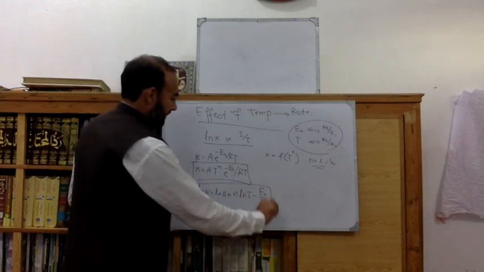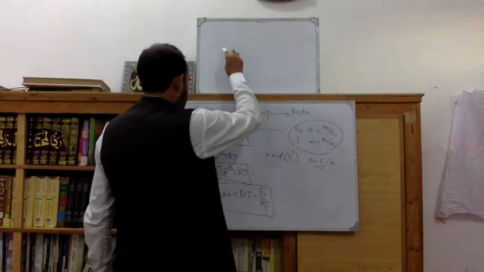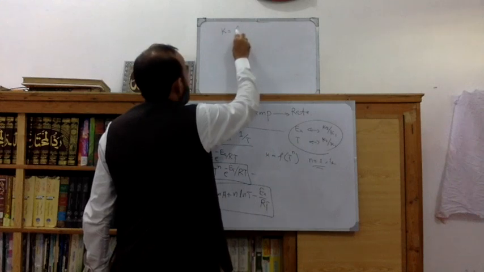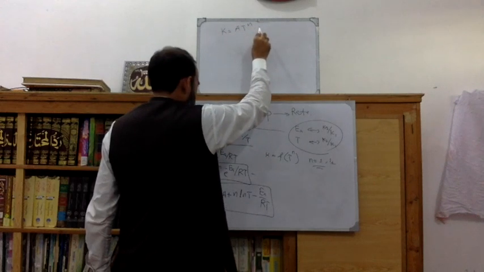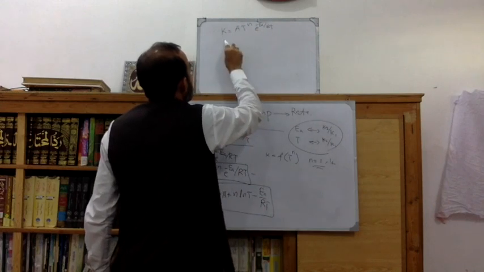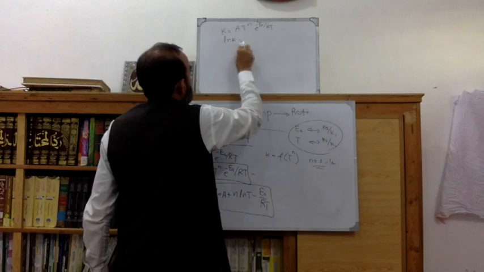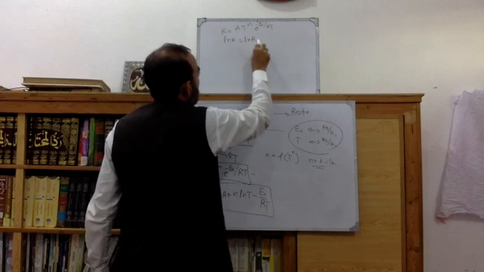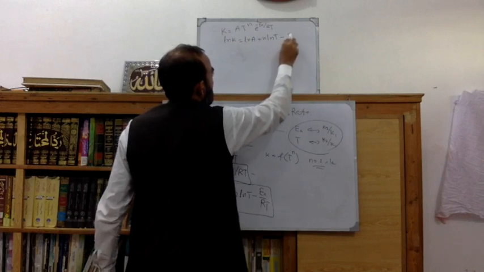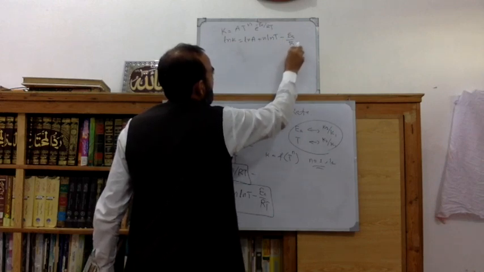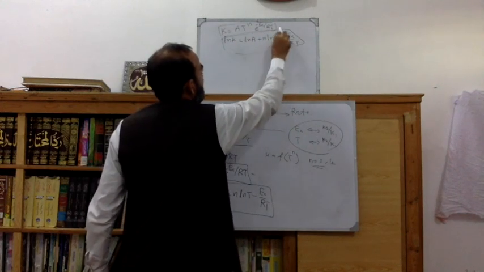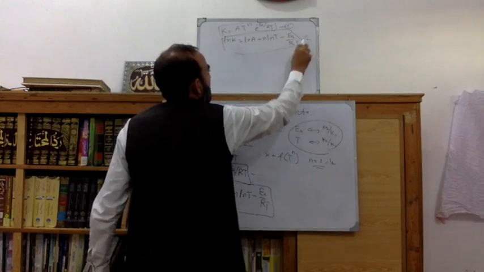So this is an important relationship for today. k is equal to A T power n e raised to minus Ea over RT, or in log form ln k is equal to ln A plus n ln T minus Ea over RT. So these are the important relationships for today, 1 and 2.